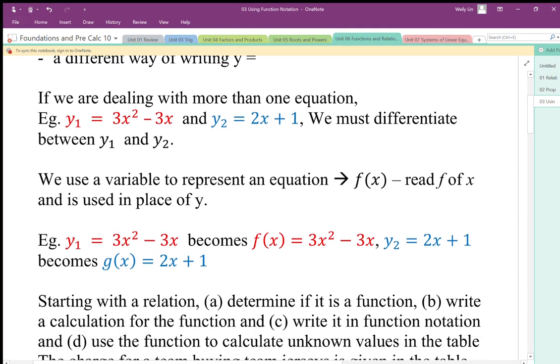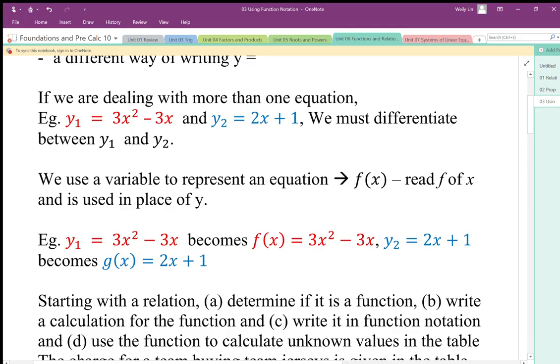Instead of saying it's y, we're going to call it f of x, f bracket x. It reads f of x, and it does not mean f times x, by the way. It just means we have a function f, and the variable we're going to use in that function is x. We're going to use this whole thing to replace y. So we can say that y1 is the f function, and we write it f of x equals 3x squared minus 3x.